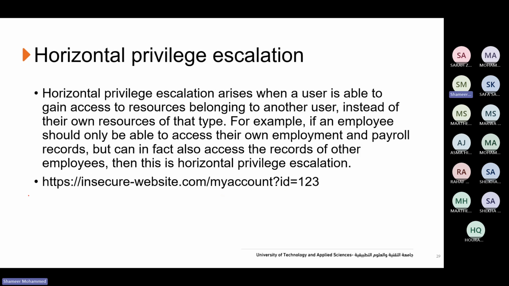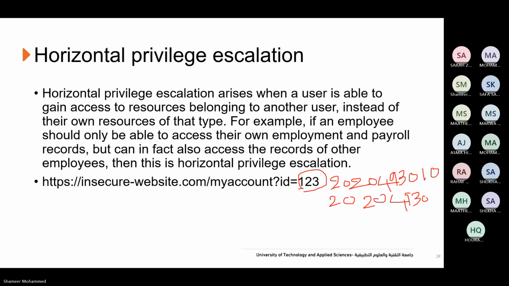So now see here, in your application, you have, like, ID is equal to 123. Instead of this, I can put my student registration number, 2020493010. Okay, Muhammad's account like this. Next, I want to see what the marks of Safa are. So 2020493011.